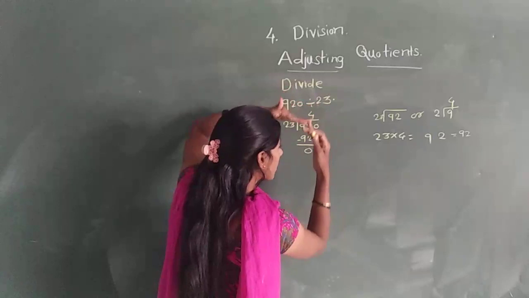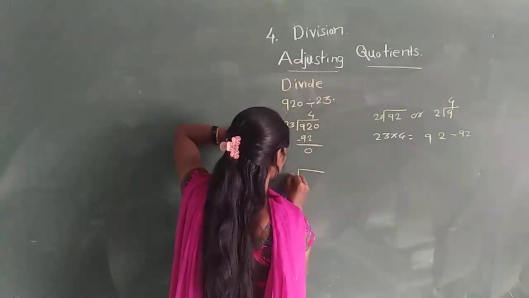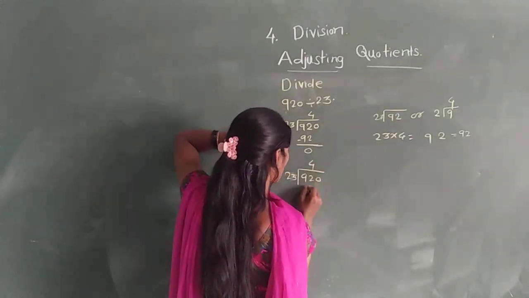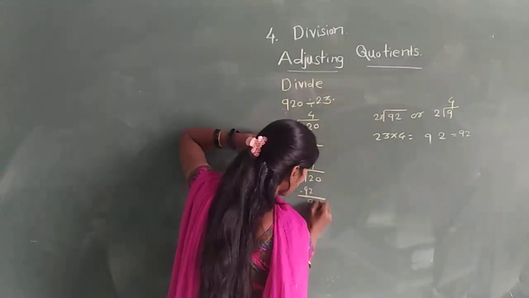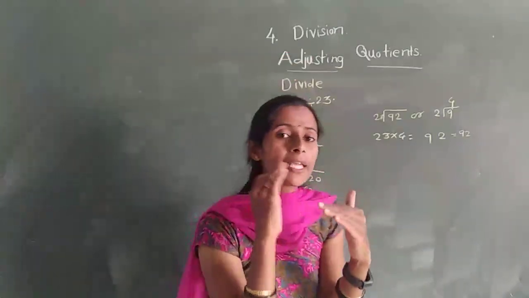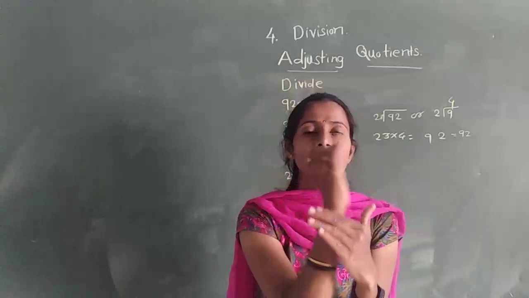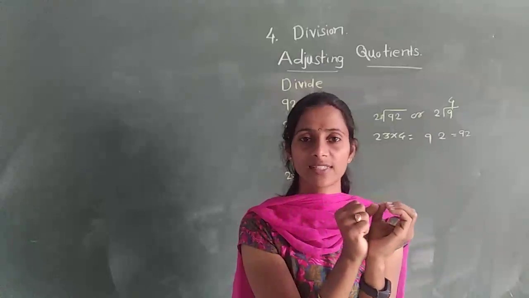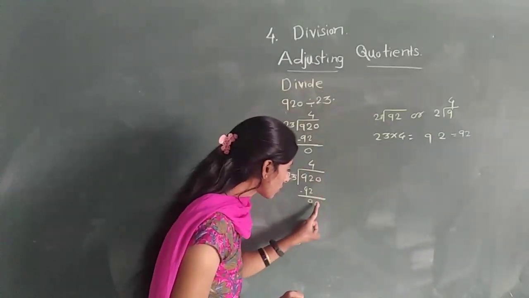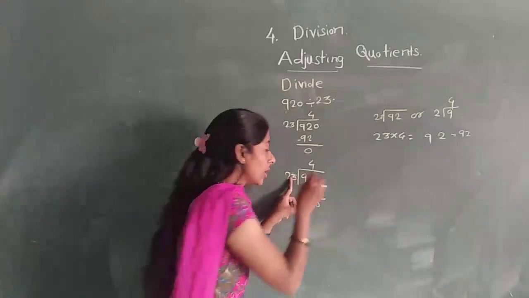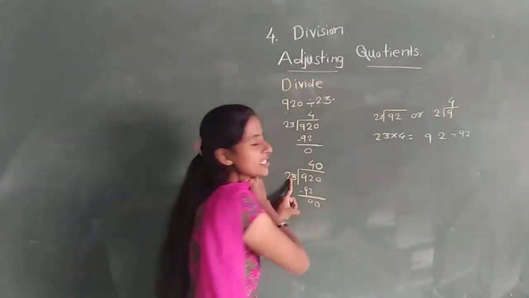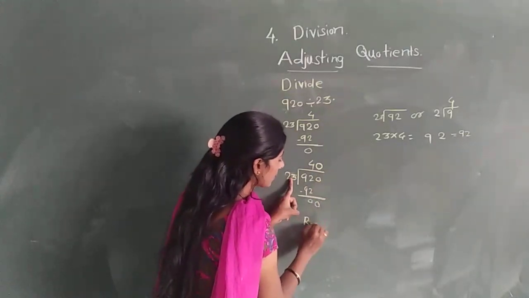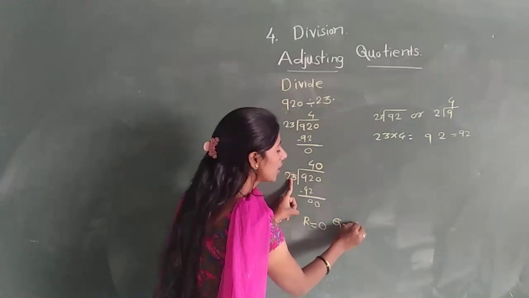So the next step is bring down the 0. But after bringing down, if the number is less than the divisor, then write 0 in the quotient. Okay, we know this concept. So here after bringing down 0, 0 is less than 23. So first write 0 in the quotient. Okay, so the remainder is 0 and the quotient is 40.